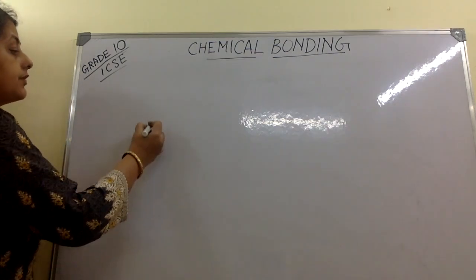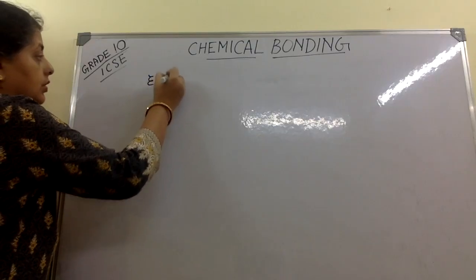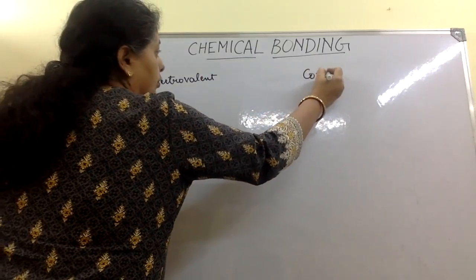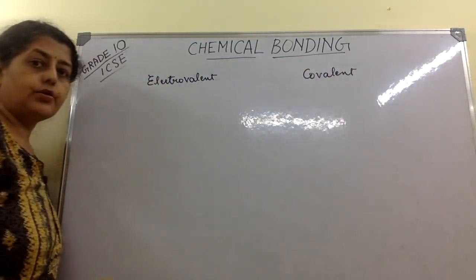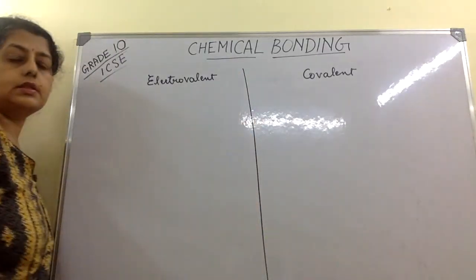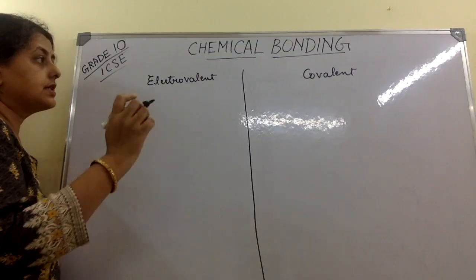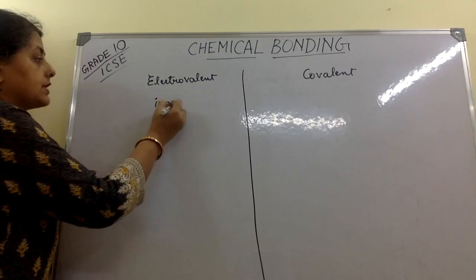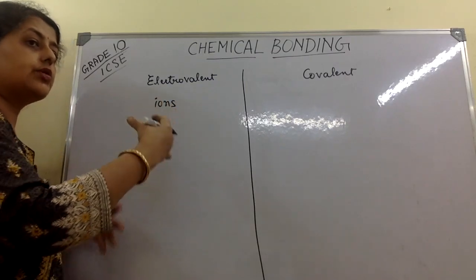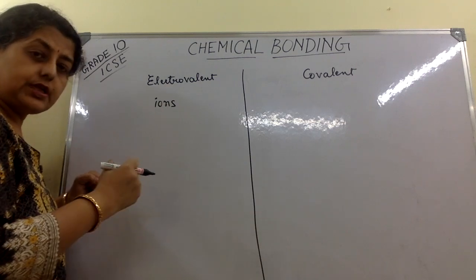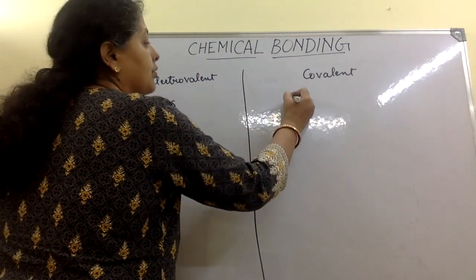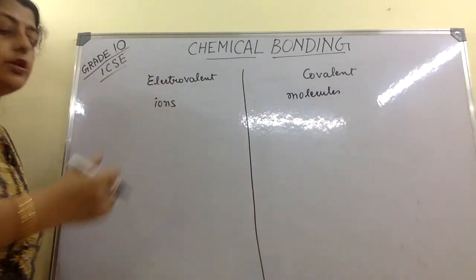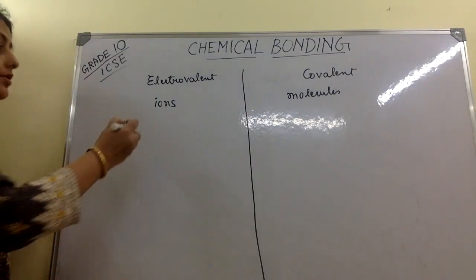Now what we'll do is the difference between electrovalent compounds and covalent compounds. Very interesting differences. First thing, electrovalent compounds are made up of ions, and the ions are held together by electrostatic force of attraction. Covalent compounds consist of molecules.